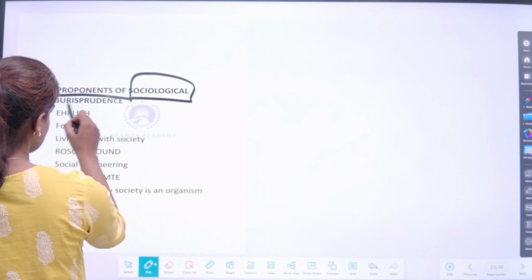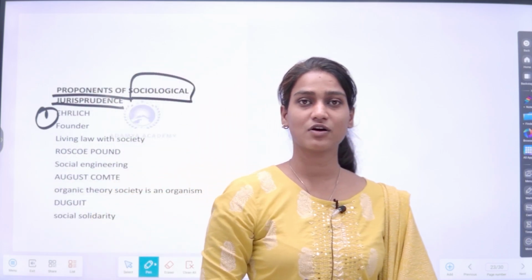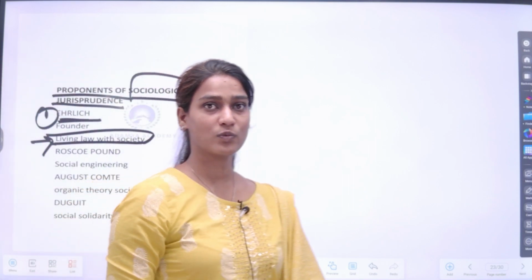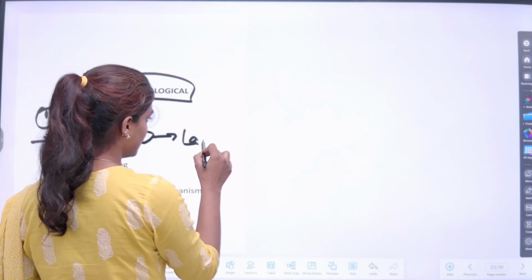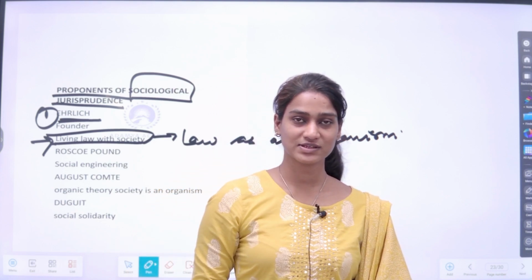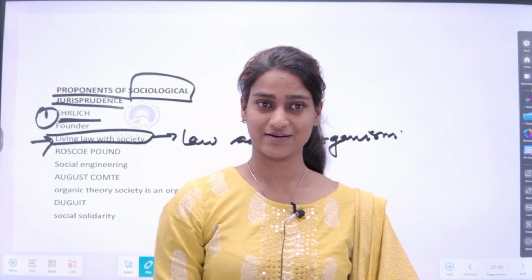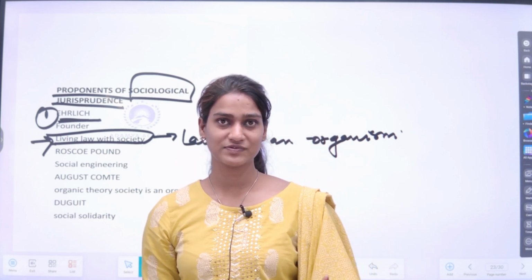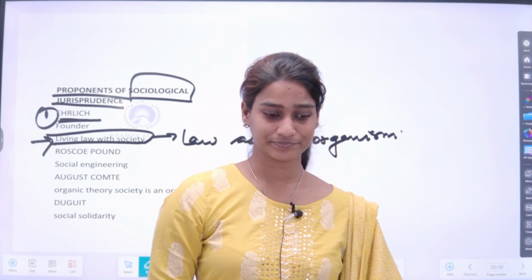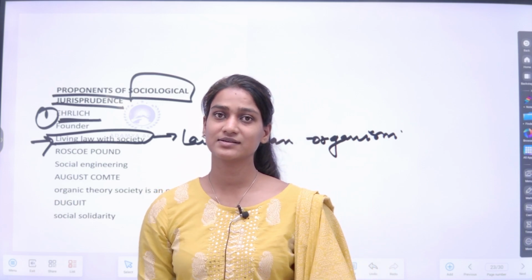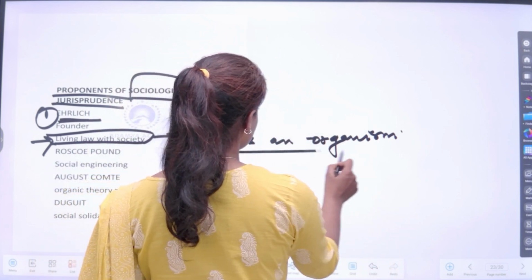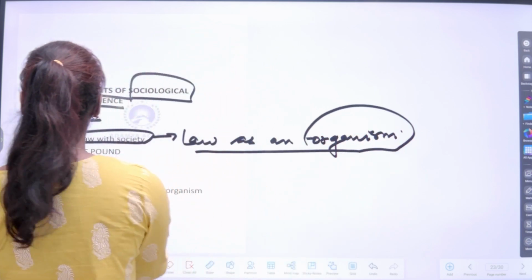So, proponents of sociological jurisprudence. First, Ehrlich. Ehrlich is the founder of the sociological school of jurisprudence. His theory is living law with society. So he considered law as an organism. What does an organism need to sustain? It needs air, water, land, or the various conditions which help in sustaining life. Similarly, if we consider law as an organism, it has to take certain essential things to live, so it can derive them from the society. So law is an organism which depends on the society according to Ehrlich.